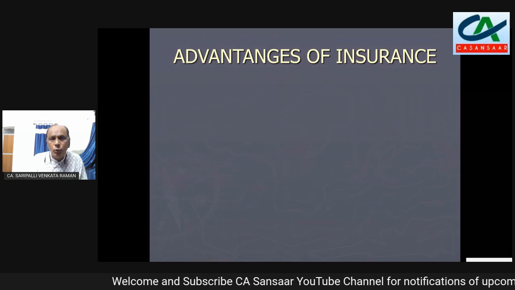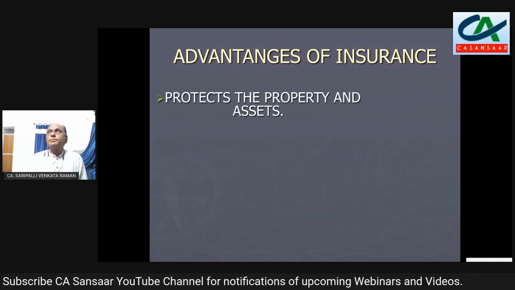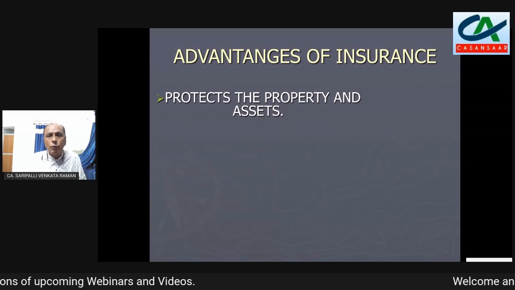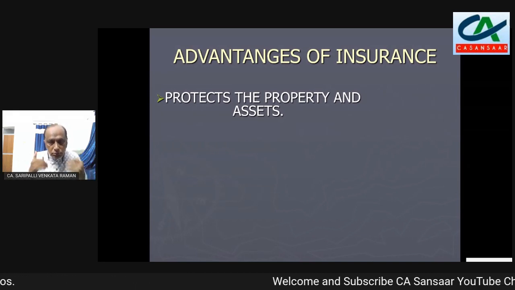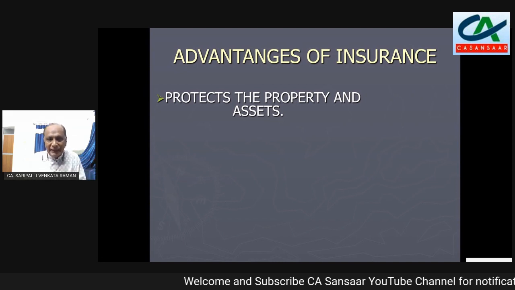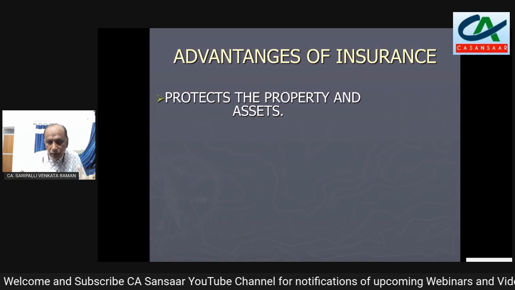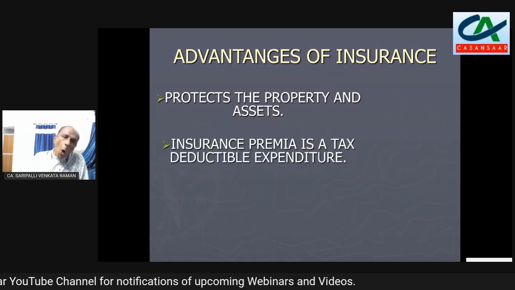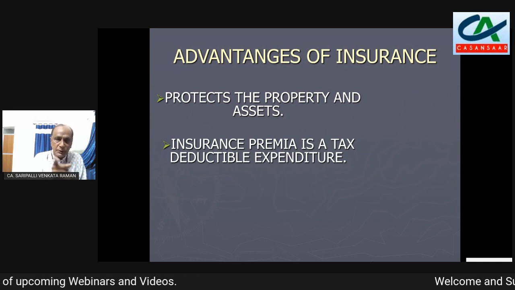What are the advantages of insurance? It protects the property and assets. That is the purpose of insuring our assets or property, because we want them to be protected, so that in case there is an unanticipated calamity, we should not suffer financial losses. Next, remember, all insurance premium is a tax deductible expenditure.